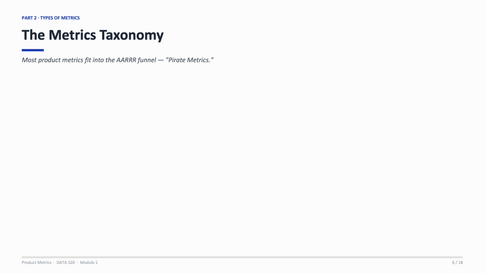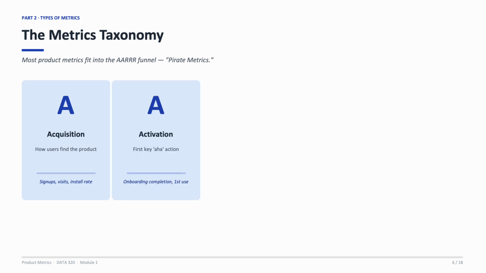This is the Pirate Metrics Framework, AARRR, from Dave McClure in the late 2000s. It's still the cleanest taxonomy for product metrics, and it maps the whole user life cycle. First, you acquire a user. They discover the product. You activate them, which is they hit the first key moment, the aha moment, that makes them realize the product is valuable.